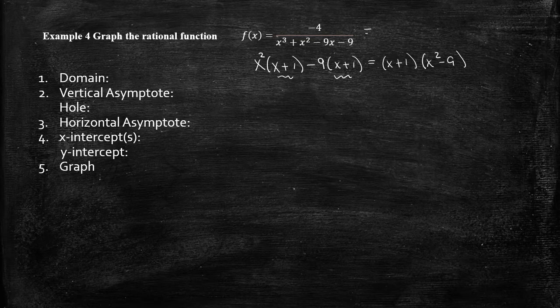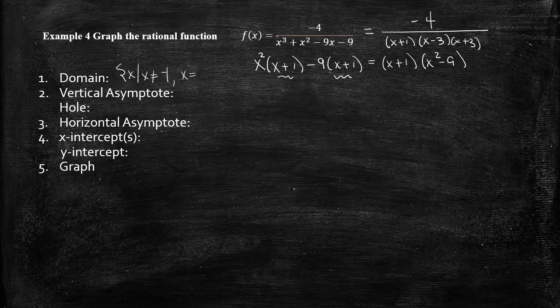Okay, so I'm going to come back up here to my function. When I rewrite it in the denominator, x plus 1 is good, and I'm going to write the second guy in factored form. So x minus 3 times x plus 3. And the numerator is just -4. Okay, so the domain of the function is all real numbers except for -1, and also x cannot be plus or minus 3.